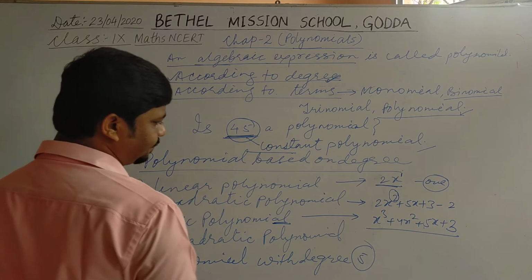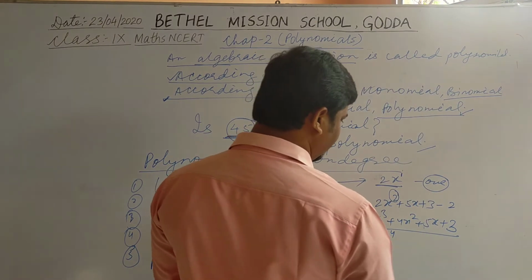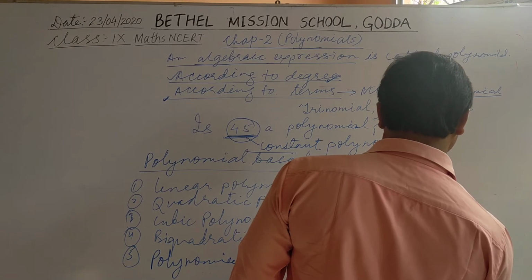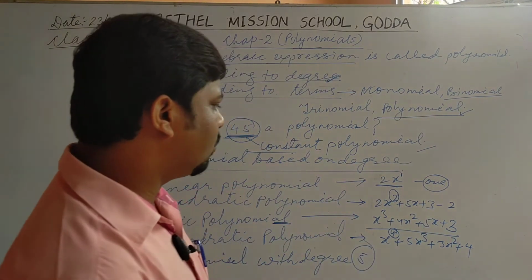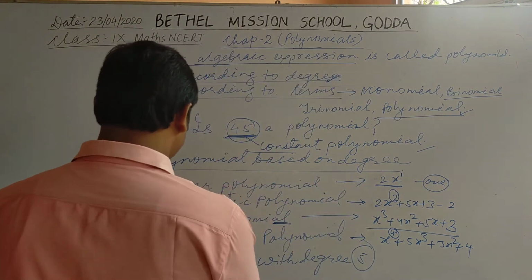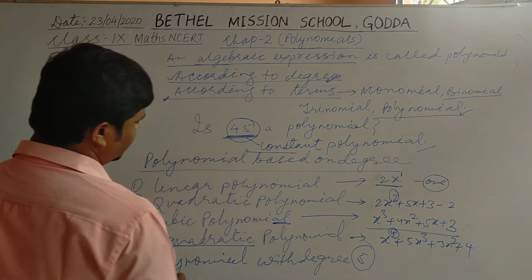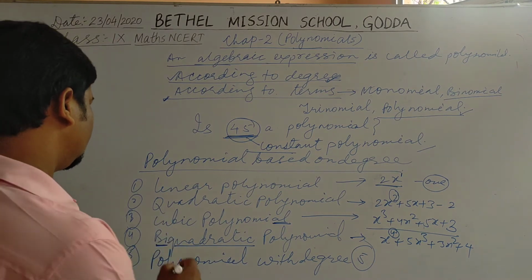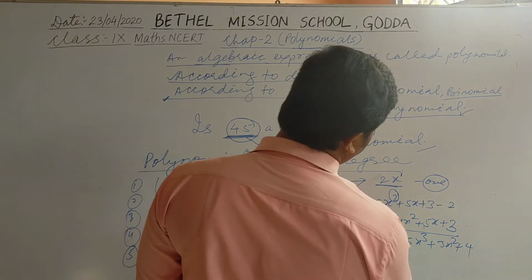Biquadratic polynomial: x raised to 4 plus 5x cube plus 3x square plus 4. You can see the degree is 4. That's why this is called biquadratic polynomial. Bi means 2. Quadratic means the polynomial having degree 2. So how many times 2 comes? 2 times, 2 to the 4. That's why it is called biquadratic.